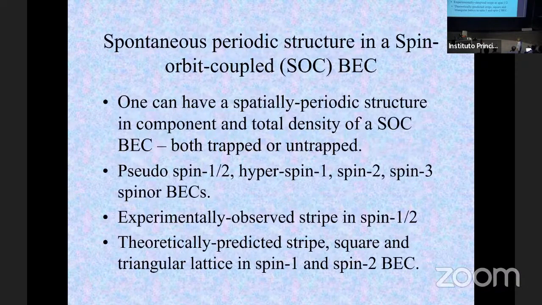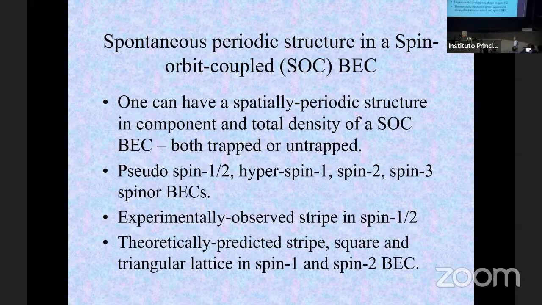So let us talk about a slightly different problem: spontaneous periodic structure in spin-orbit coupled (SOC) BEC. One can have a spatial periodic structure in the component and total density of a spin-orbit coupled BEC, both trapped and untrapped. Pseudo-spin-half, hyperfine spin one, spin two, spin three BECs have been used. Experimentally, a stripe has been observed in pseudo-spin-half spin-orbit coupled BEC. Theoretically, stripe, square lattice and triangular lattice structures have been predicted in spin 1 and spin 2 BEC. There are some papers by another group in spin 3 BEC where they found other exotic structures.